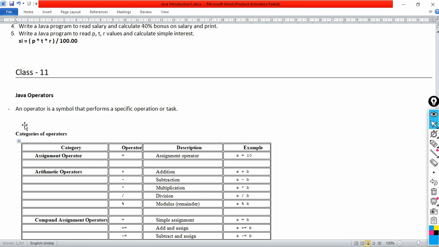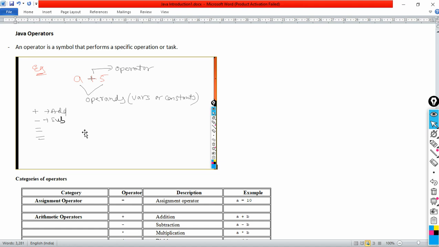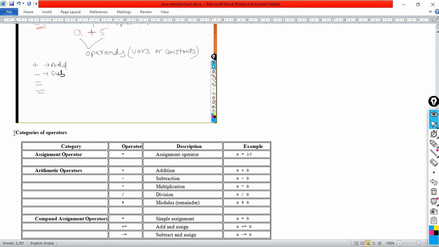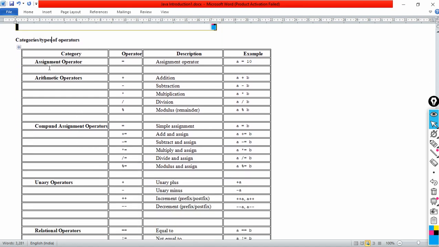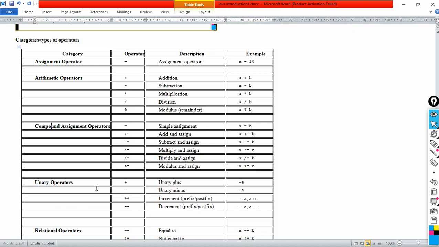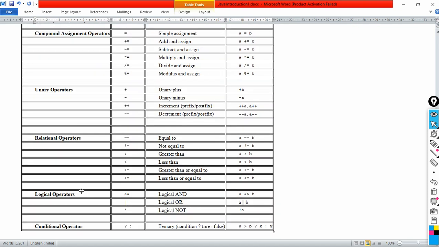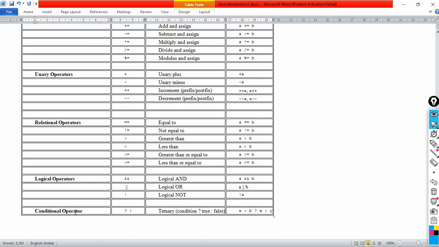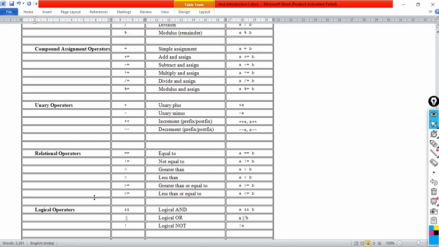What are the different types of operators that are present in Java? Here we can say different categories, or types, of operators: assignment operators, arithmetic operators, compound assignment operators, unary operators, relational operators, logical operators, and conditional operator. Like this we have different types of operators.